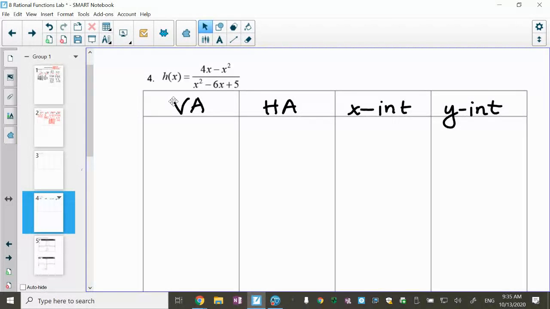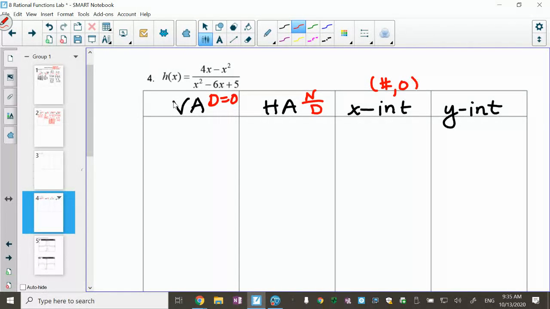Again, denominator equals 0. What are the 3 rules? Number 0, or my numerator equals 0. Again, I don't care on the quiz if you graph it, as long as all your justifications match your sketch.